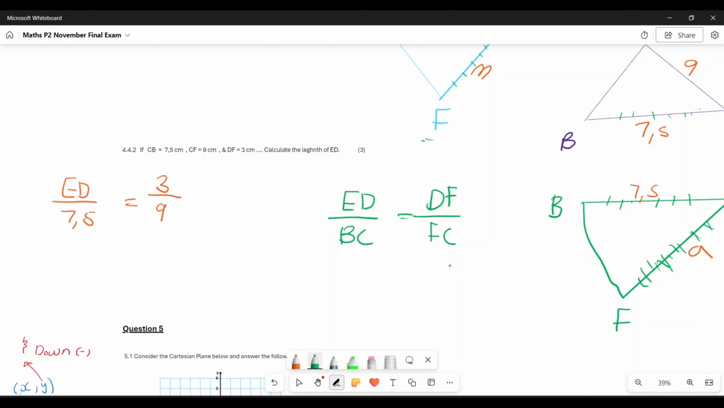Now here, the next step is to cross multiply. So ED would be multiplied by 9. So this is going to become 9 ED. And this is going to be equal to 3 multiplied by 7.5, which is 22.5. Now I'm looking for ED, not 9 ED. And because this 9 is multiplying, to get rid of it I'm going to do the opposite of what it does, which is dividing. And what I do on the left, I must also do on the right. So as a result, my line ED would be equal to 22.5 divided by 9, which is equal to 2.5 centimeters. And this would be your final answer.